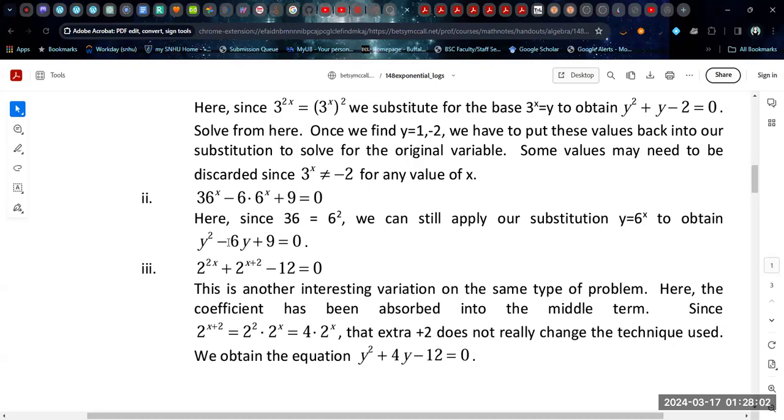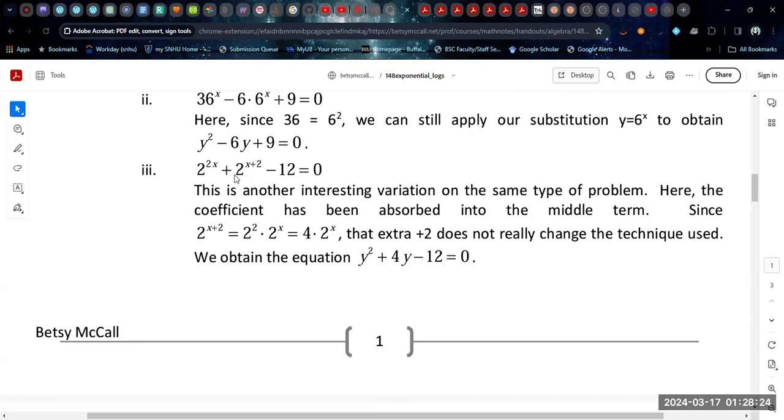And so again, from here, we have something we can factor. In this case, we're going to get y minus 3 squared. So y is equal to 3. And then we can set that 6 to the x equal to 3, and then solve from there.